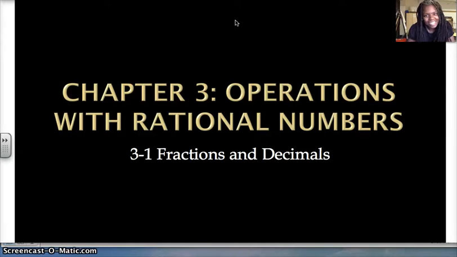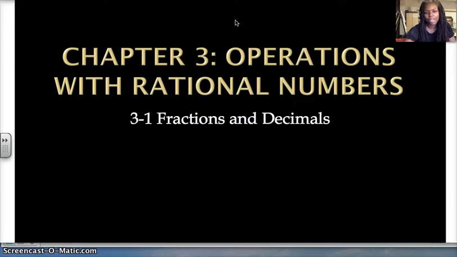Hey friends, we are in chapter 3 and we're looking at fractions and decimals. One of the things you're going to really want to be able to do in this section is long division. If that's been a problem for you, definitely let me know, and I can make a video of how to do long division. I'm going to be assuming that you know long division. Follow along, and let me know if you have any questions.